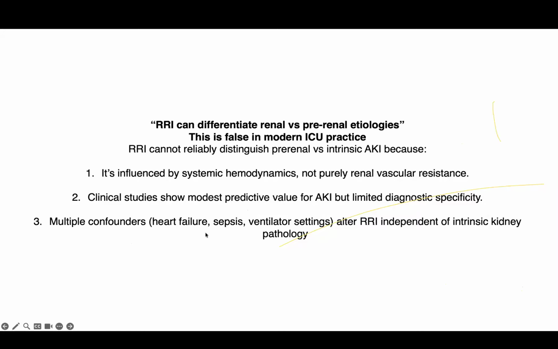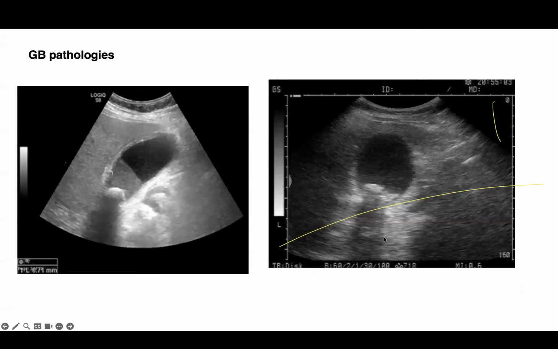Multiple confounders are there: heart rate, sepsis, ventilator settings, which alter the RRI independent of the intrinsic kidney pathology. So this is one thing that you need to keep in mind. Please take it as a take-home message.